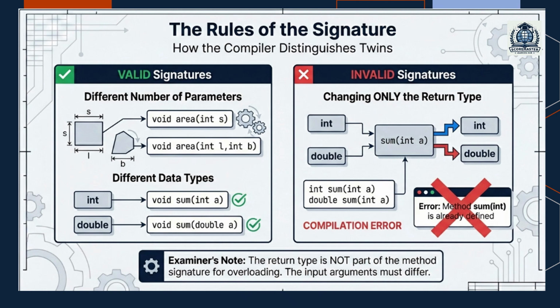Overloading depends on inputs, not outputs. A method signature is valid only when the parameter list changes, either the number of parameters or their data types. Changing only the return type does not create a new method and results in a compilation error. Remember this rule. Overloading depends on inputs, not outputs.